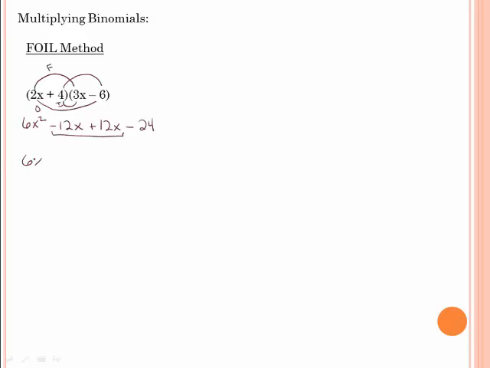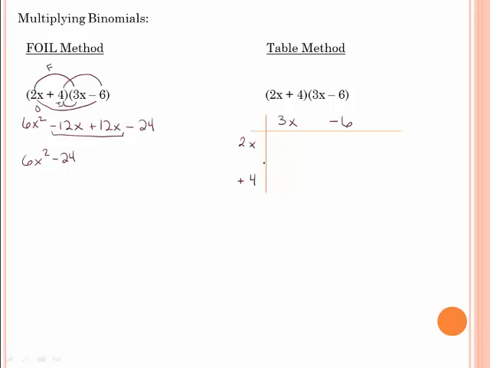So I'll have 6x squared minus 24 because the negative 12 and the positive 12 cancel each other out. Using a table method, multiplying the same binomials, I create a table and list the terms, one polynomial down, one polynomial across. So 2x plus 4, 3x minus 6.